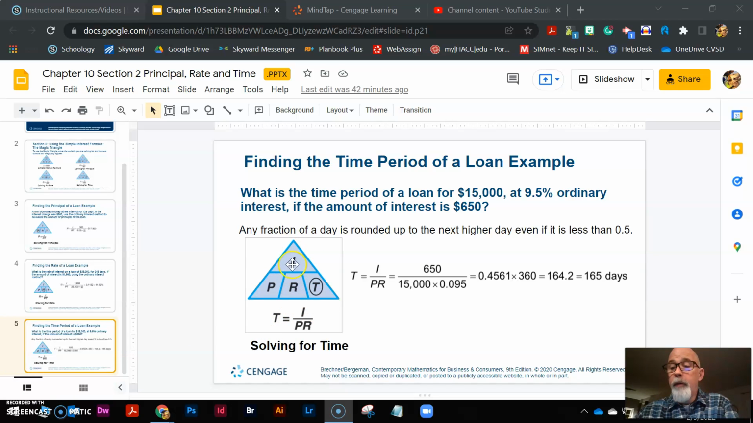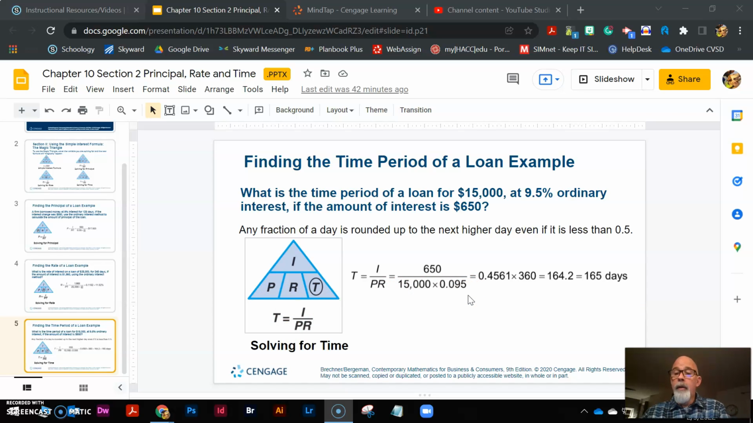So again, here is my magic triangle. I have my interest that's given to me. In this case, they have the principal, they have the percent, and then they have the interest. So that's my 650. That's where I'm going to plug that in.